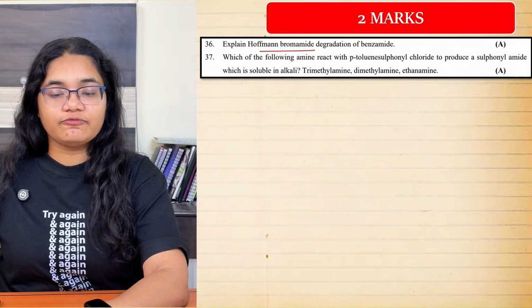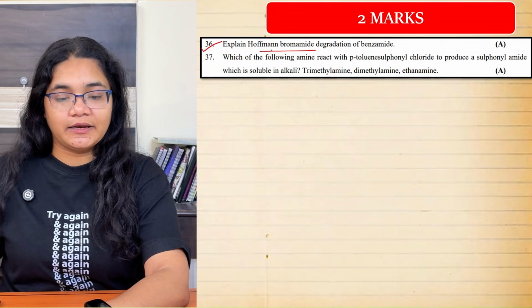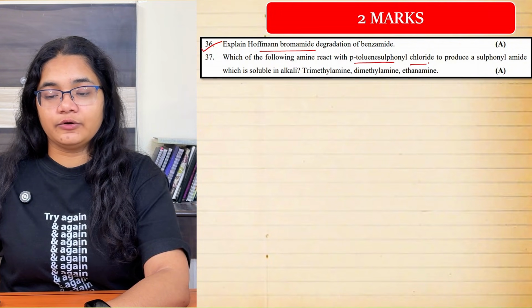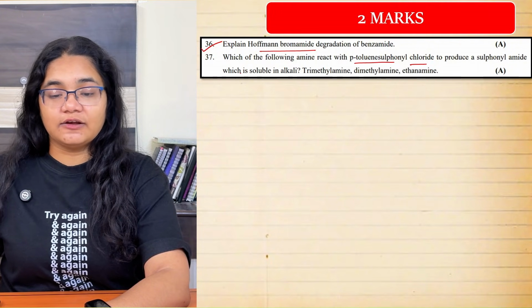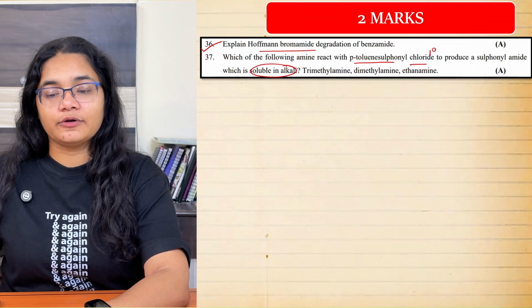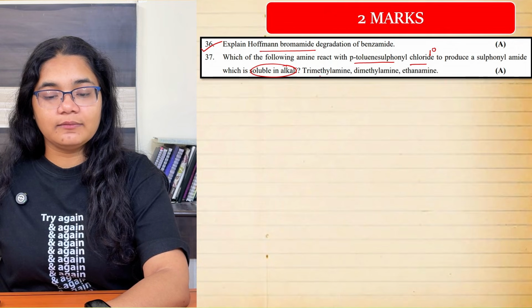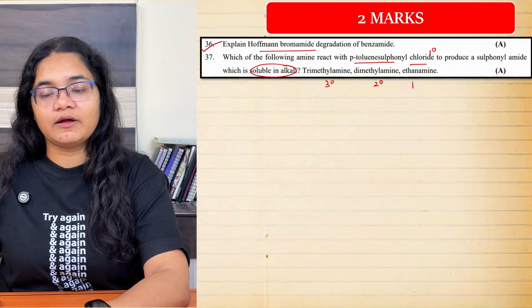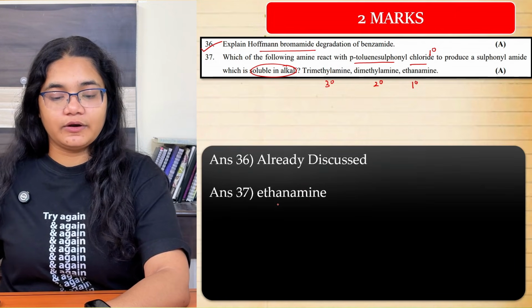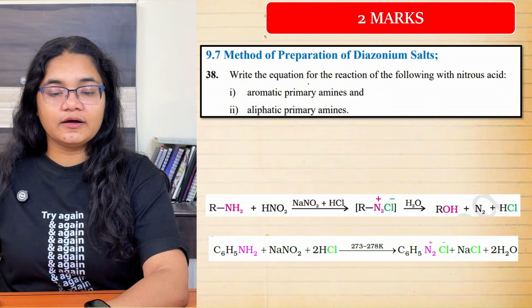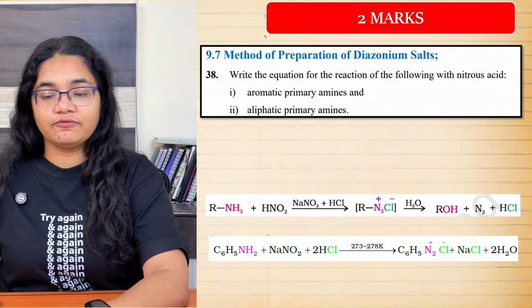Next is explain Hoffmann bromamide degradation, already explained many times. Which of the following amines reacts with para-toluene sulfonyl chloride to produce a sulfonamide which is soluble in alkali? That means they are asking about the primary amine. Trimethylamine is the tertiary one, dimethylamine is the secondary one, and ethanamine is the primary one. So it is ethanamine.